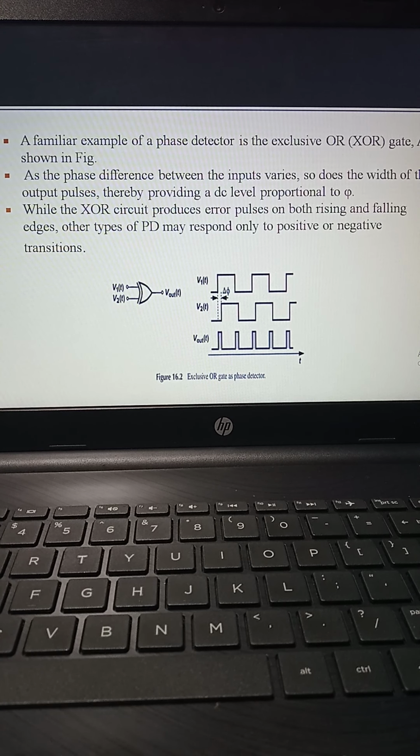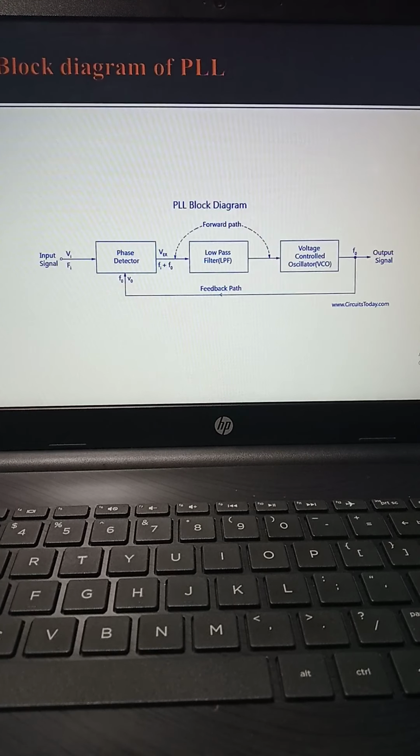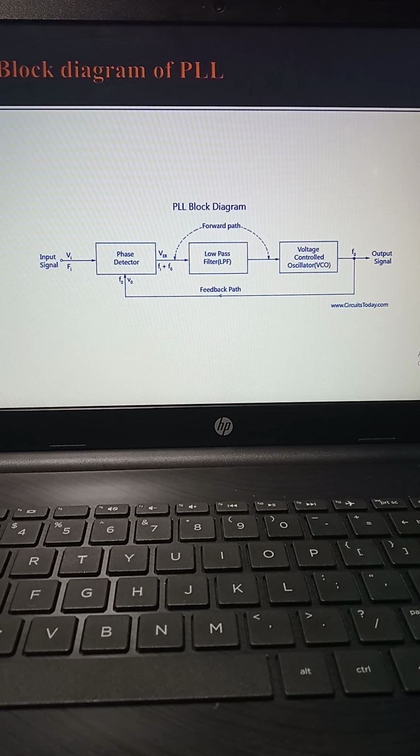Now let's understand the principle of operation of PLL, or we can say the block diagram of PLL. The block diagram of PLL basically consists of an input signal having voltage Vi and frequency Fi. The various blocks present in a phase locked loop are the phase detector or comparator, low pass filter, amplifier, and voltage controlled oscillator.